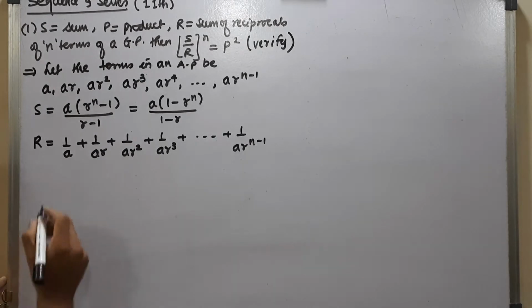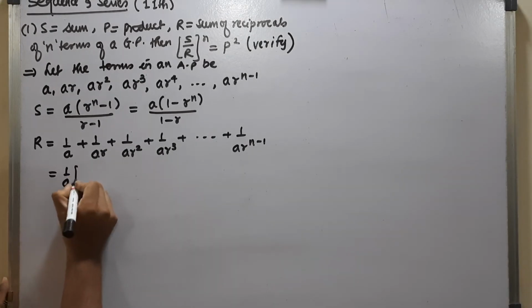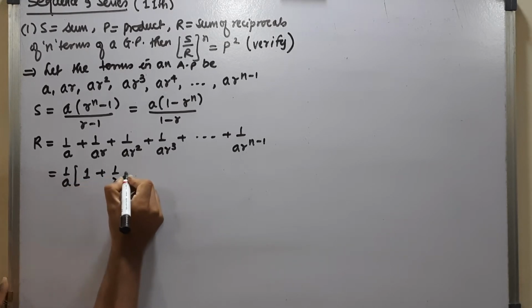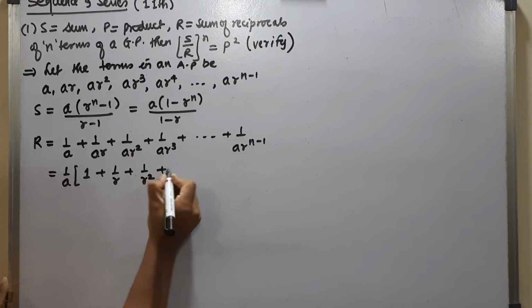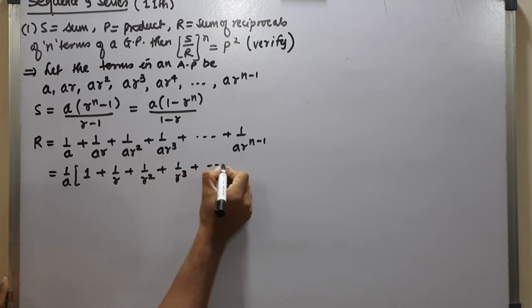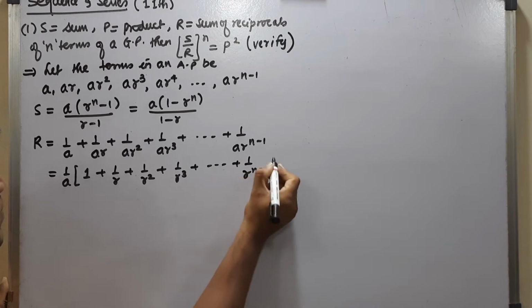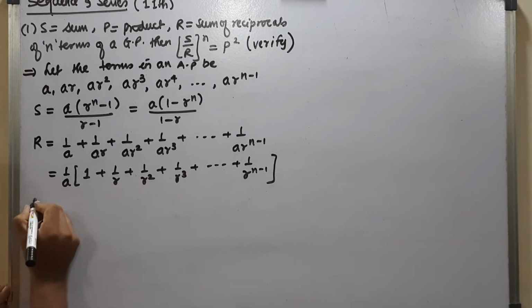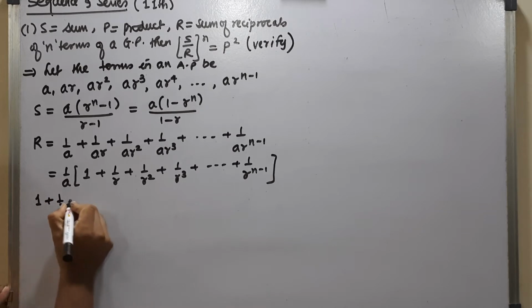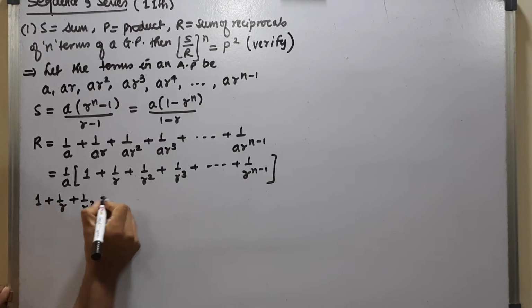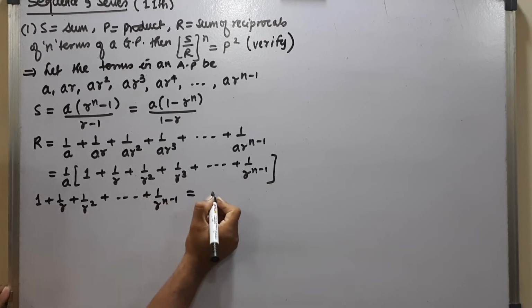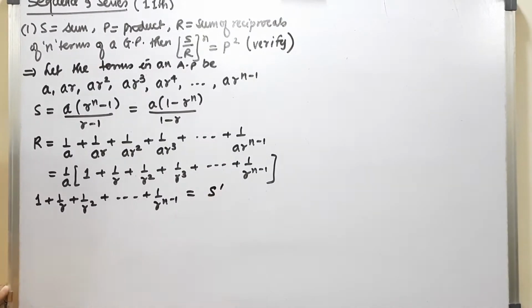Now if I see here, what I find is 1 by A is common everywhere. Here you get 1, here you get 1 by R, here you get 1 by R square, here you get 1 by R cube, and so on up to 1 by R raised to n minus 1. Now if you see only this part over here, that is 1 plus 1 by R plus 1 by R square plus and so on 1 by R raised to n minus 1, let it be called S dash.